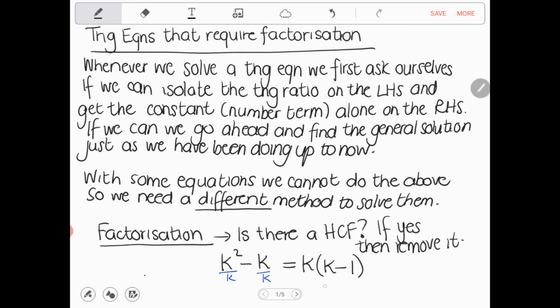Okay, so that's your highest common factor. And then we also have difference of two squares, if it's two terms, or a trinomial if it's three terms. But most of the time we concentrate on this highest common factor because this is the one we're going to be using the most in trig. All right, so first question is always, is there a highest common factor?